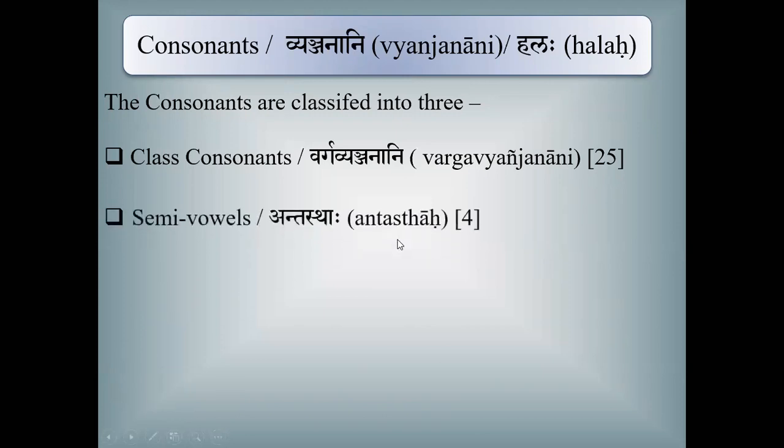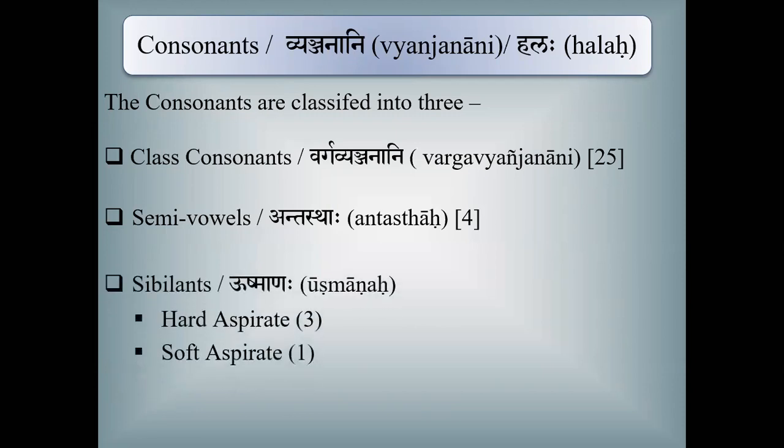Then semi-vowels. Semi-vowels are called in Sanskritam antasthaha. Antasthaha. Semi-vowels are called antasthaha. They are four in number. We will be seeing today. And the next one is sibilants. So first one, class consonants. The second one, semi-vowels. And the third one, sibilants. And sibilants are called ooshmanaha in Sanskritam.